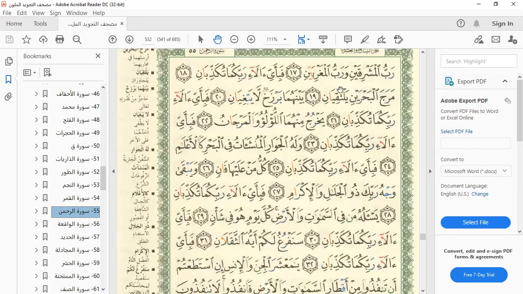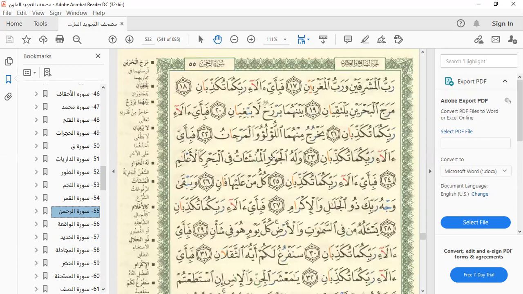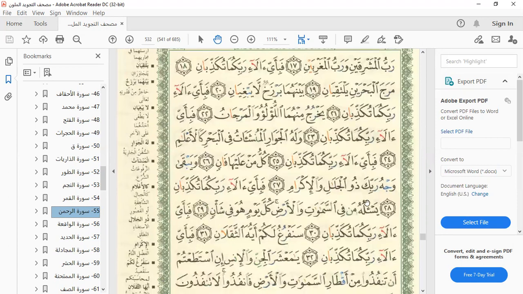Yes, we have read this one. Surah Ar-Rahman until 28. Yes, we stopped here last time. Does anyone read it in the class? No. Okay, so who wants to read it now? Who wants to tell me the word by word meaning of it? Did anyone prepare it? I think none of you have prepared it so far.